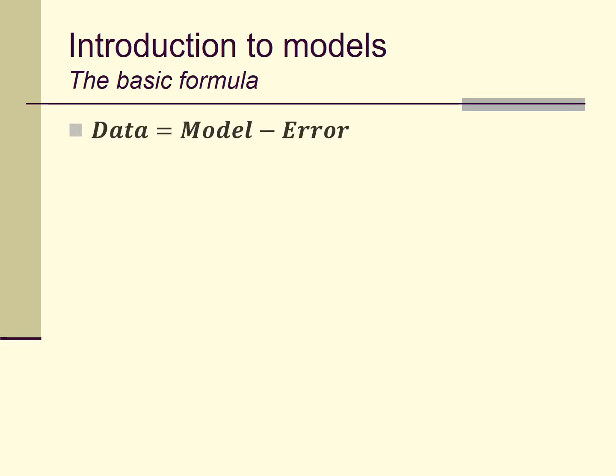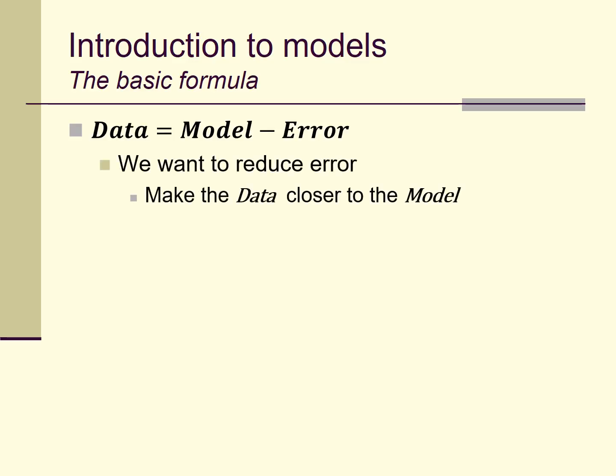Like I said before, no model is perfect. All models have error, and for the most part we'd like to reduce error where we can, because of course reducing error makes data closer to model. If error in this simple formula was 0, then data would equal model, or the model would perfectly predict or perfectly describe the data.